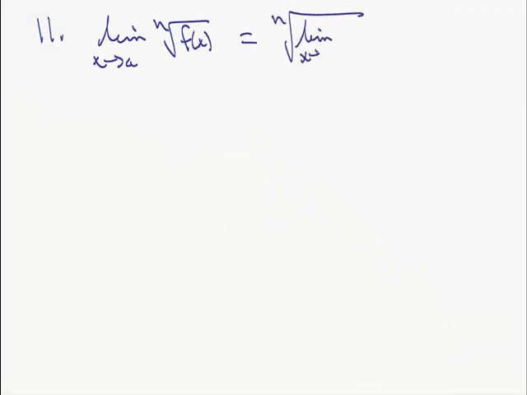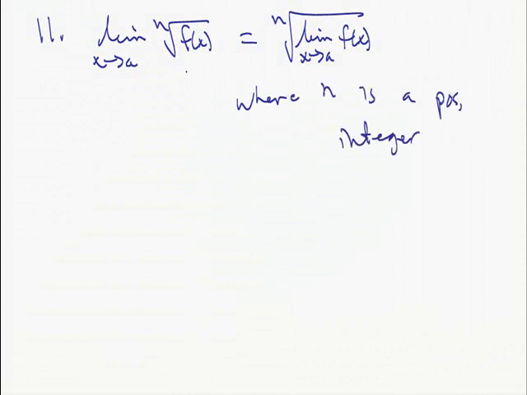The last then of the numbered limit laws says that if we take the limit as x approaches a of the nth root of f of x, this is kind of like the power law that we looked at before, that's going to be the nth root of the limit as x approaches a of f of x, where n is a positive integer. So in other words, we can take the nth root of a function and take the limit of that. We get the same thing as taking the limit of the function and then taking the nth root of the result.